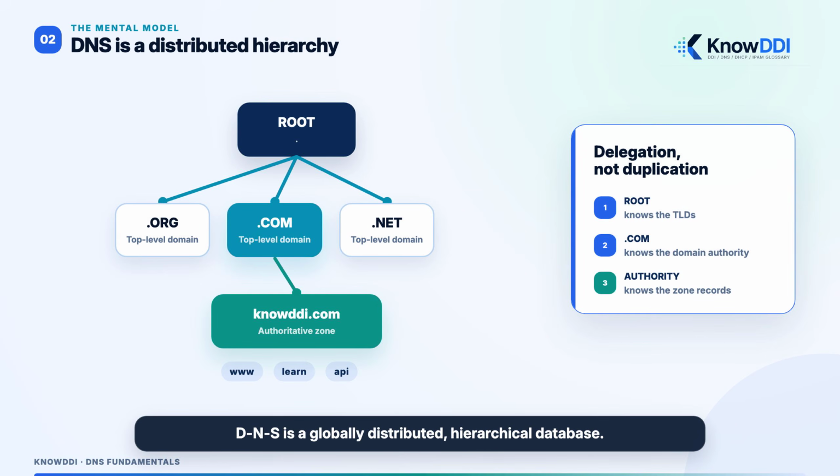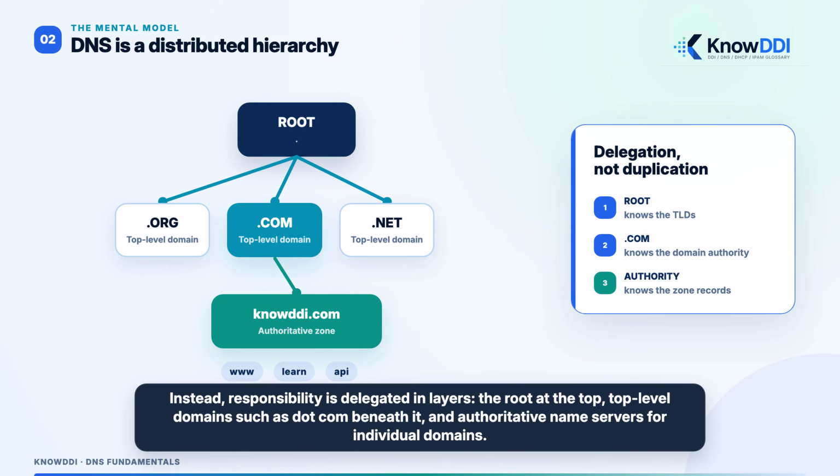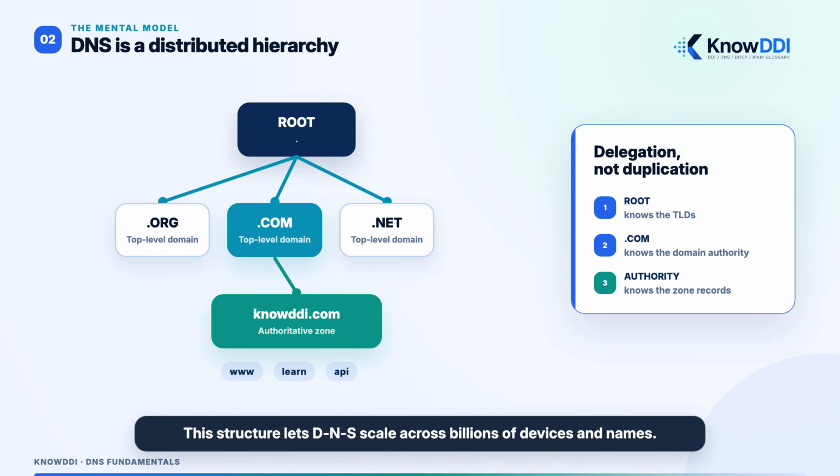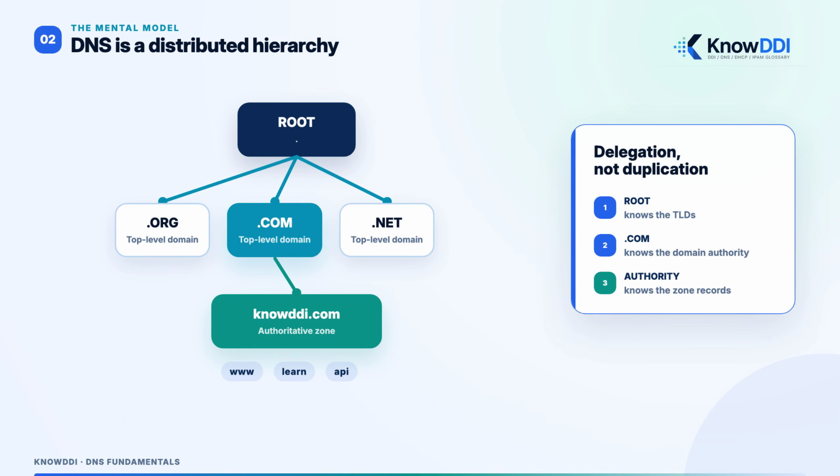DNS is a globally distributed, hierarchical database. No single server stores every domain name. Instead, responsibility is delegated in layers: the root at the top, top-level domains such as .com beneath it, and authoritative name servers for individual domains. This structure lets DNS scale across billions of devices and names.